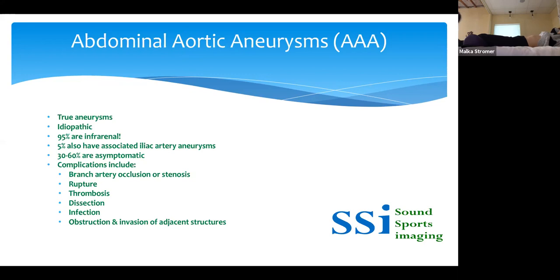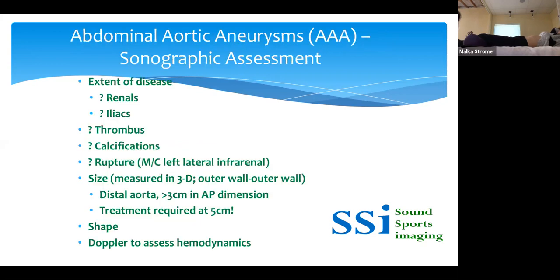We also want to look for complications, such as branch artery occlusion or stenosis, rupture. We can have thrombosis, dissection, infection, and then obstruction and invasion of adjacent structures. Okay. So what do we do with ultrasound in assessing the abdominal aorta and a AAA? We want to, as I said before, look at the extent of the disease. Does it involve the renal vessels? Does it involve the iliac vessels?